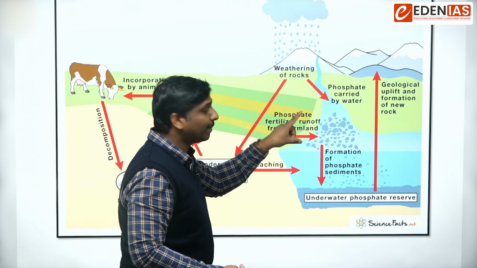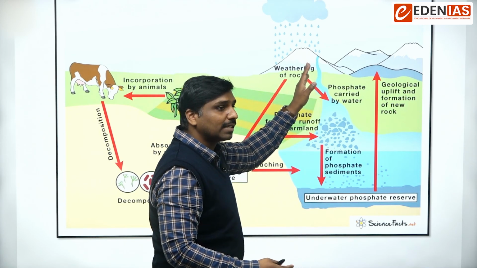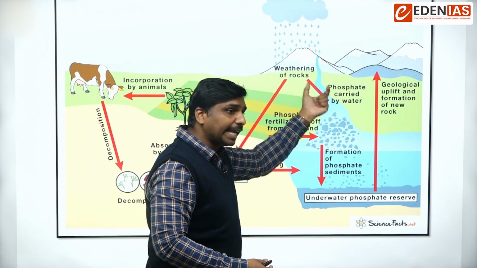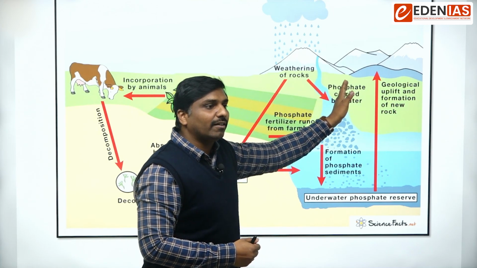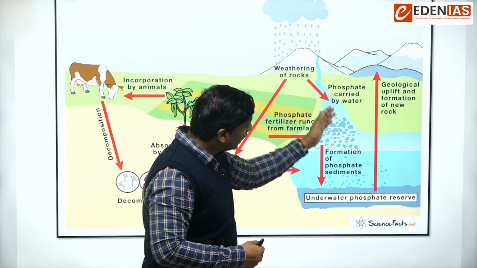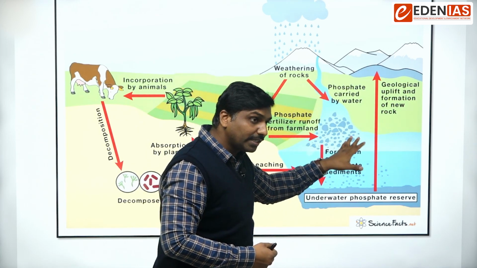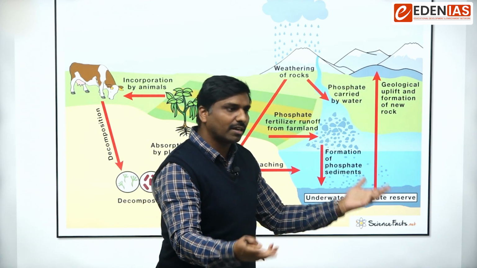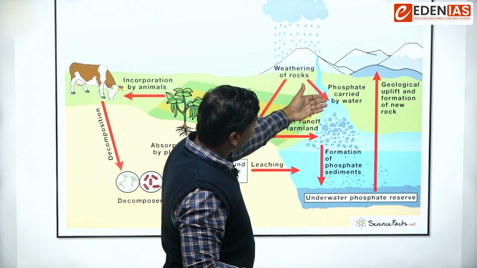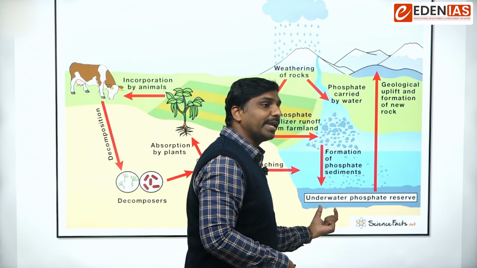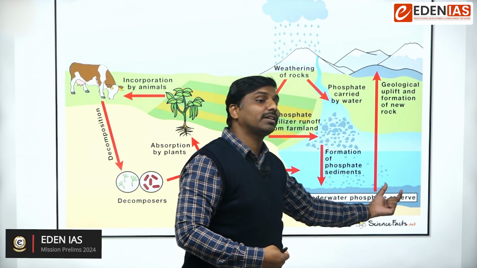On the other side, assume there is rain. Due to rain, there is weathering of the rocks. During this process, can we expect that some amount of phosphates might be carried by the rainwater into water bodies? Yes. This carrying away of phosphates by the rainwater will enrich the water bodies with phosphates. So phosphorus can reach water bodies like oceans, seas, or rivers. Finally, these phosphates may reach the ground, and we can expect the formation of underwater phosphate reserves.